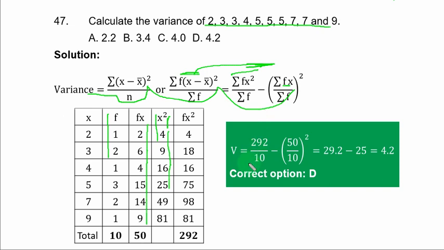292 divided by the sum of F, 10, minus, bracket open, sum of Fs, 50, divided by the sum of F, 10, all squared. You divide this, you have 29.2. You divide this, you have 5. If you square it, you have 25. If you subtract, you have 4.2. So D is the correct option.